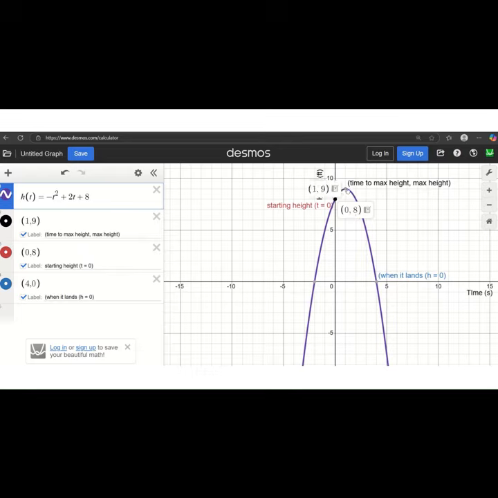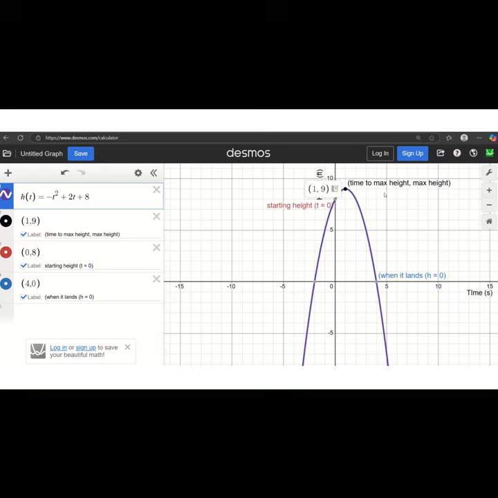You could be asked something to do with the maximum height or the time it takes to get to the maximum height. And for that, you would need your vertex. So anything that says maximum or highest, that's your tip off that you're looking for the vertex. Now, there are two questions you might be asked. If you are asked, what is the maximum height? Well, remember, height is being plotted on the y-axis. So that will be your y coordinate. So the maximum height for this object is 9 feet.